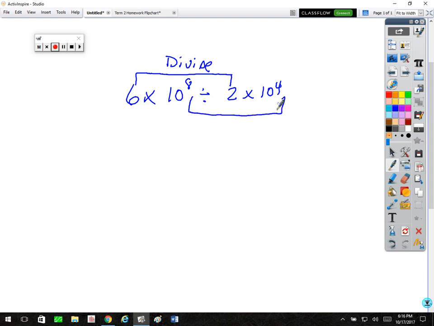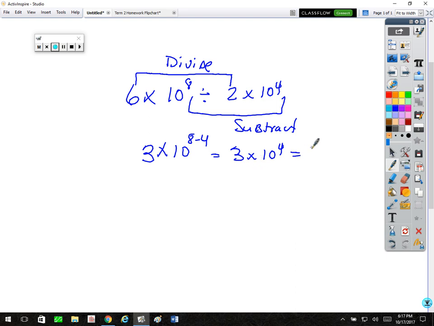I'm going to divide my coefficients, and I'm going to subtract my exponents. So 6 divided by 2 is 3. Base is going to be 10, and 8 minus 4 gives me 3 times 10 to the 4th power. If it's in scientific notation, leave it there, that's fine.